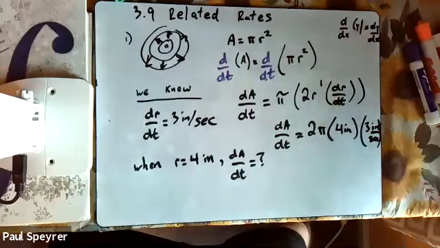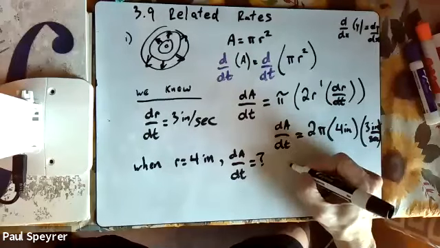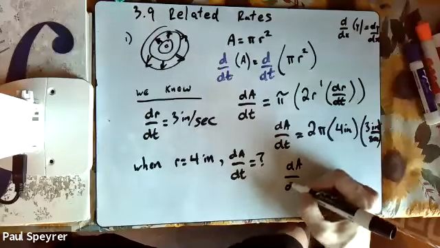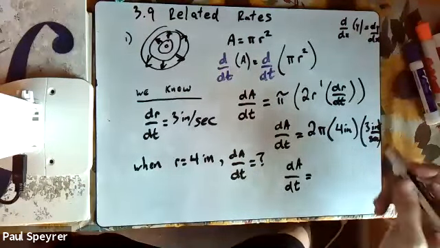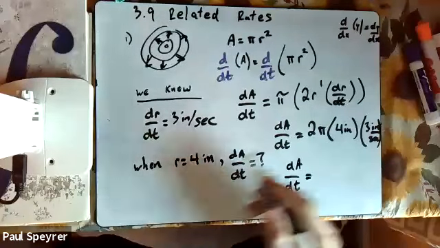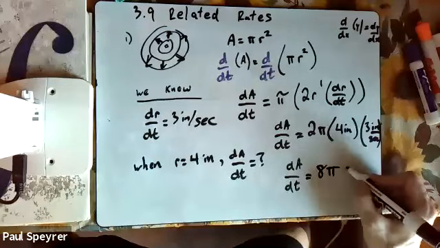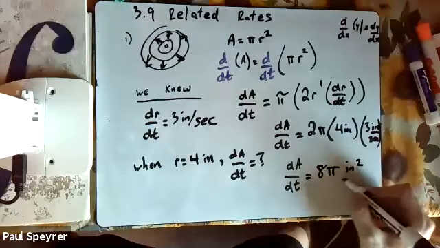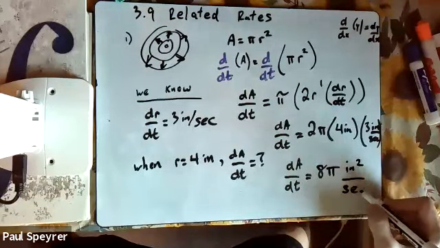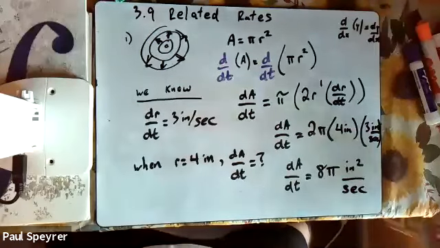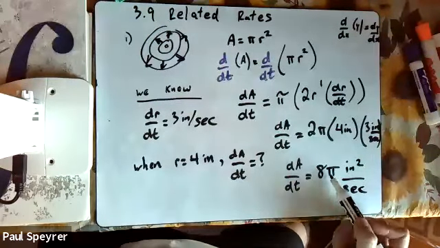You just multiply and divide them out, right? So dA/dt, or how fast the area is changing at this specific instant when the radius equals 4 inches, is 8 pi inches squared per second. So 8 pi, where's that coming from? Just 2 pi times 4 is 8 pi.